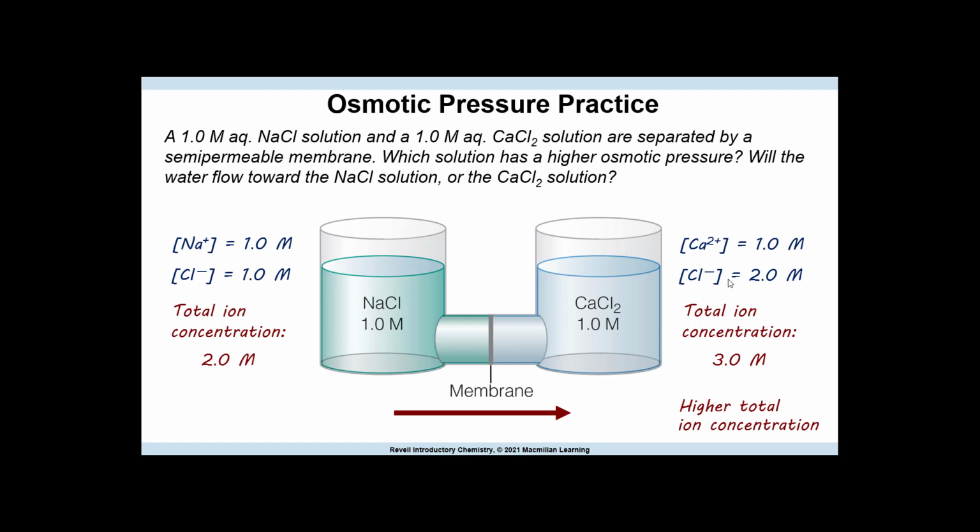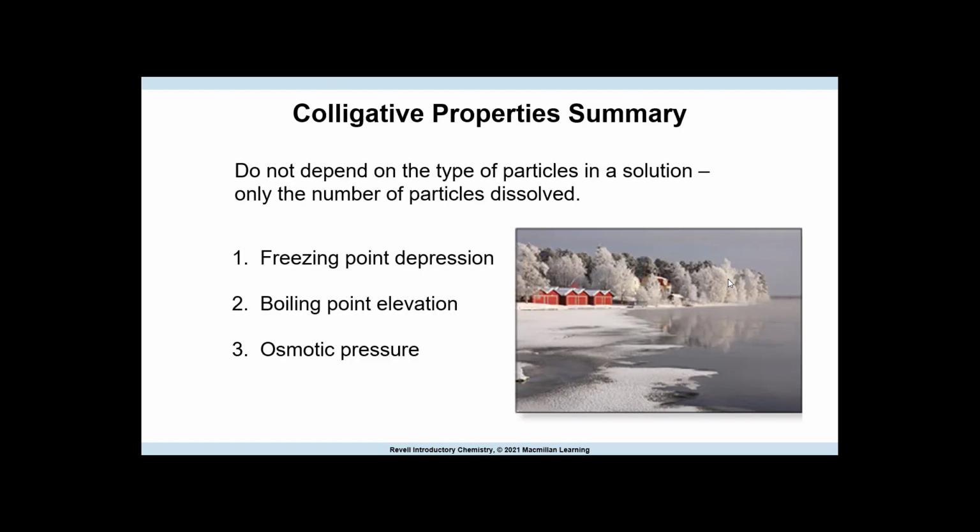On the left, we have 1 molar of sodium chloride. This means that the solution has 1 molar of sodium ion concentration and also 1 molar chloride ion concentration. So the total ion concentration is 2 molar. On the right, we have 1 molar of calcium ion concentration, but we have 2 molar of chloride ion concentration. This means that the total ion concentration is 3. So because the calcium chloride solution has a higher total ion concentration, it has a higher osmotic pressure, and the water will flow towards calcium chloride.